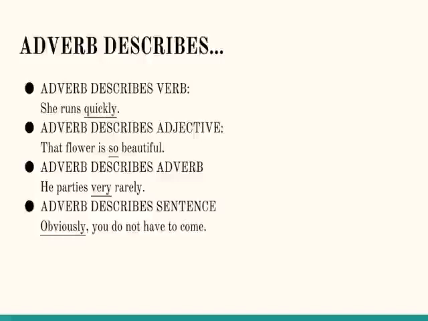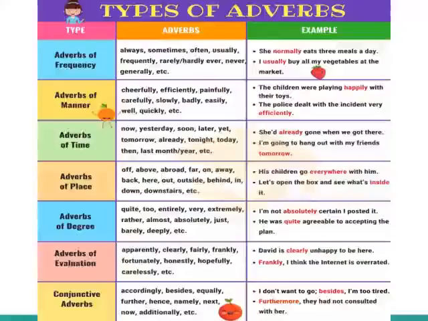How often? Not really often. So rarely is itself an adverb. And now when you are saying very rarely, it means that it is being done rarely, really rarely. An adverb describes a sentence. Obviously, you do not have to come. Obviously, here is the adverb, which is putting emphasis that you do not have to come. It is your choice. Now, let's talk about types of adverbs.